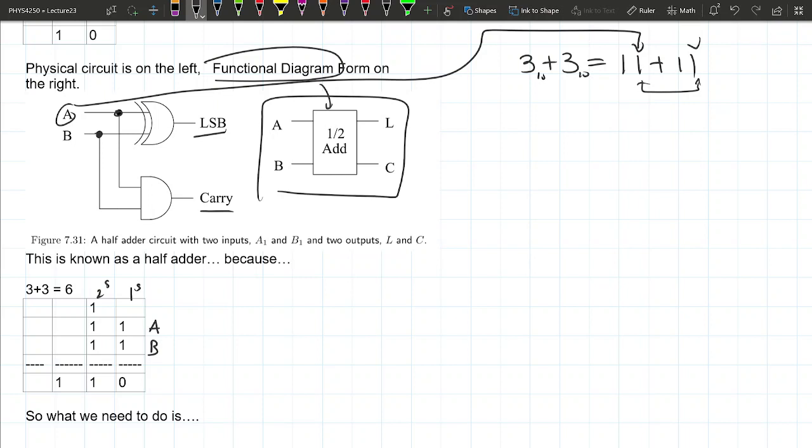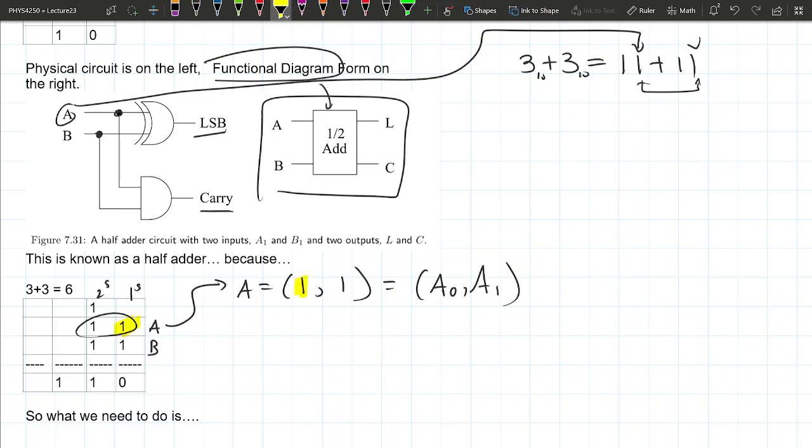For the ones place, I'm going to translate this to basically a vector, as 1, 1, because those are both ones right there. I'm going to signify this as A0, A1. Be a little careful, things flip. This number corresponds to this number, and this number corresponds to this number.